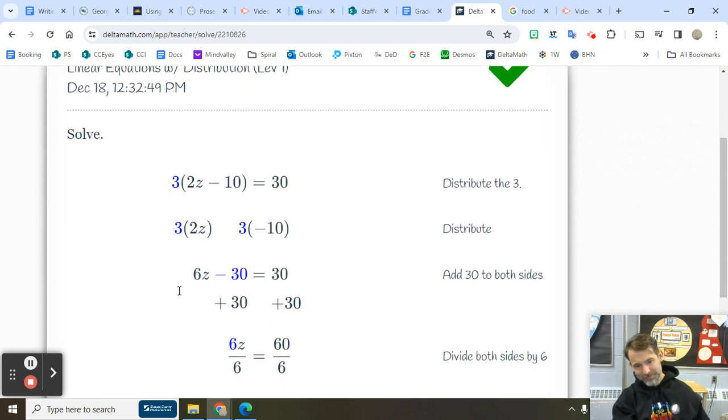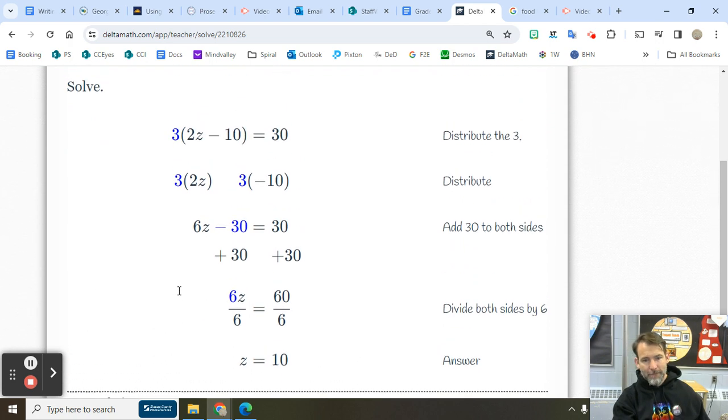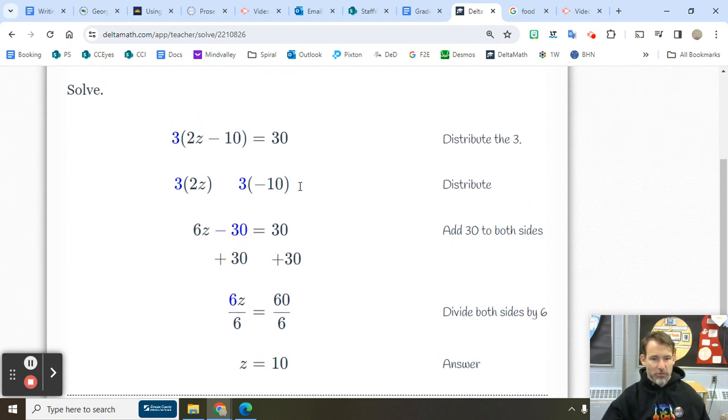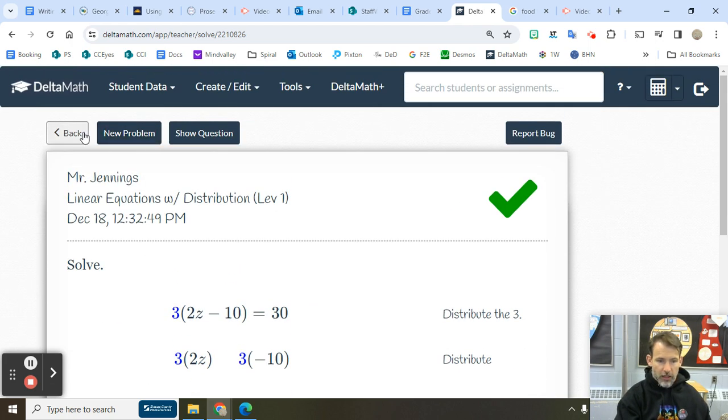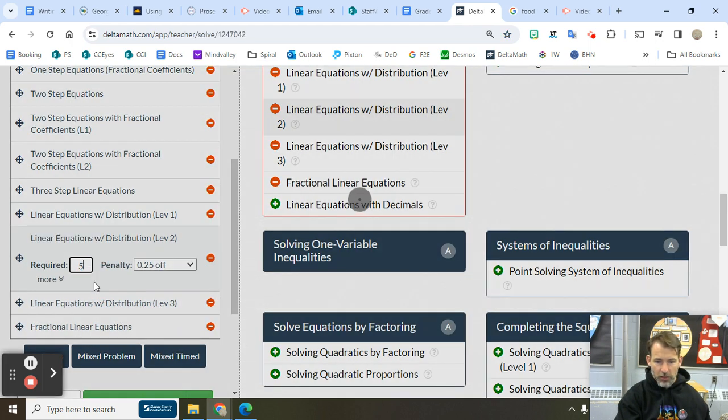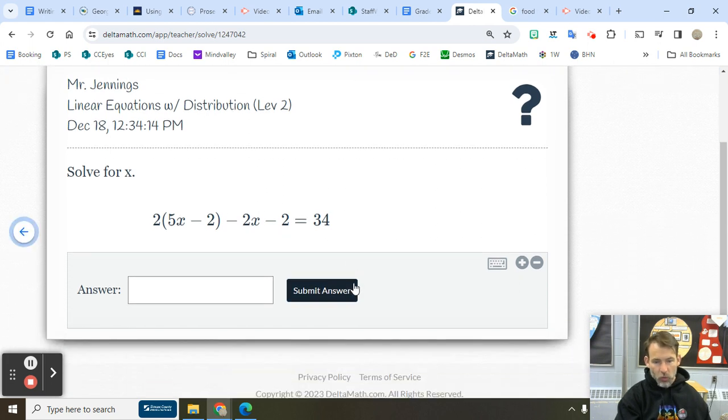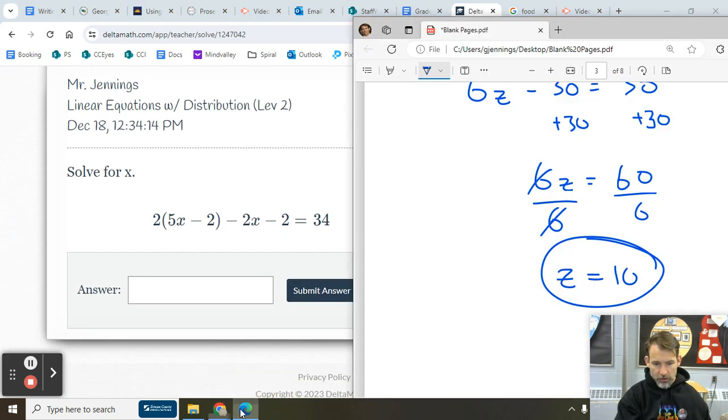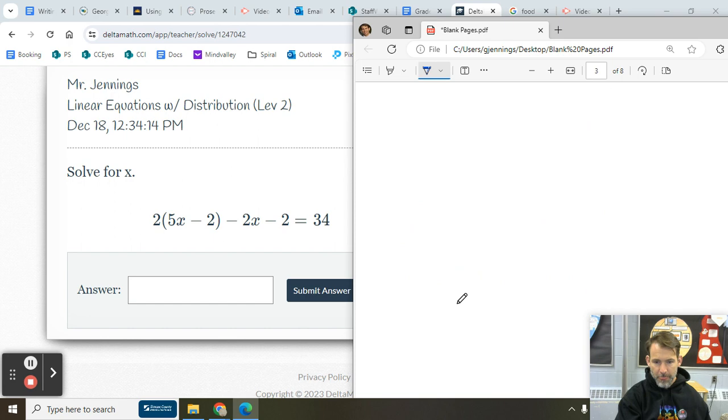Wow. Let's see how they did it. Okay, they distribute. They don't distribute with fancy looking arrows. I liked fancy looking arrows before, but better, we get that. Okay. They added 30 to both sides. We did the same thing. They divided both sides by 6. We did the same thing. We got the same answer. Cool. All right. Let's go back. We'll do another more difficult example. Ooh, more difficult. Let's try.